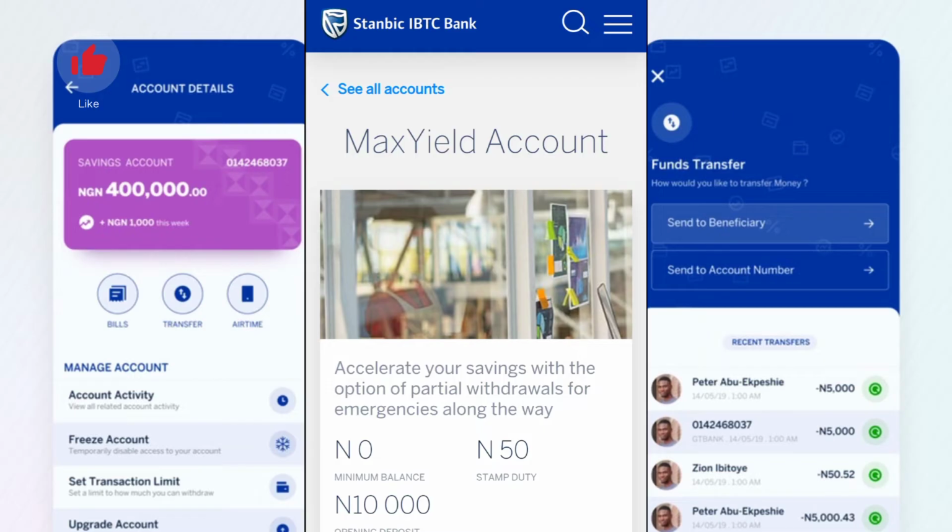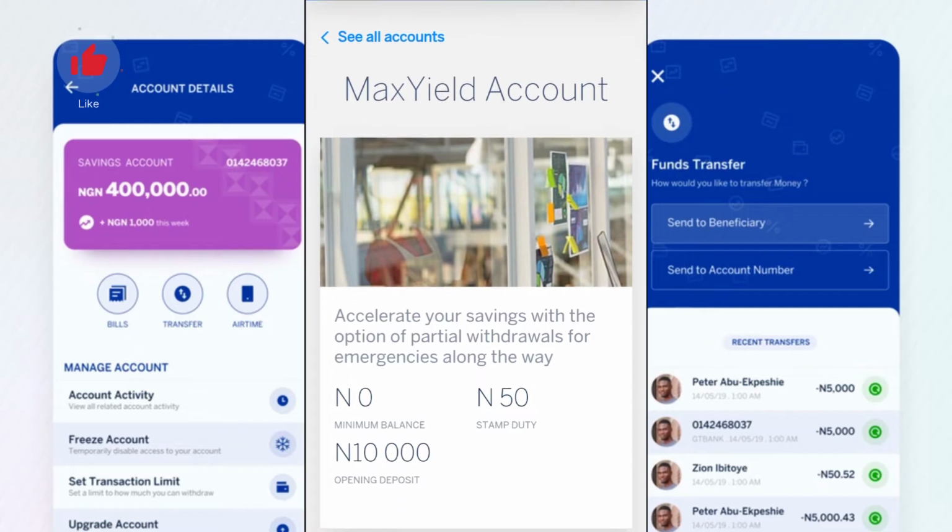Now, on their website, you can see they say that the Max Yield account, that is the name of this account, lets you accelerate your savings with the options of partial withdrawals for emergencies along the way. Usually, high interest savings accounts are meant to be target accounts that you can save for a specific purpose. You want to buy a house, you want to gather money for your rent. There are just different reasons why we want to save money.